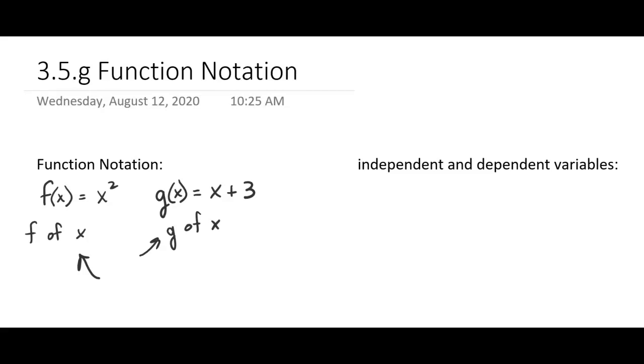Okay, so we have what are called independent and dependent variables. So the independent variable, that's the x, okay? So when it's in terms of x, we're saying that's the independent variable. The dependent variable is the f of x. And I think of them as input and output. So what are you putting in and what are you getting out?